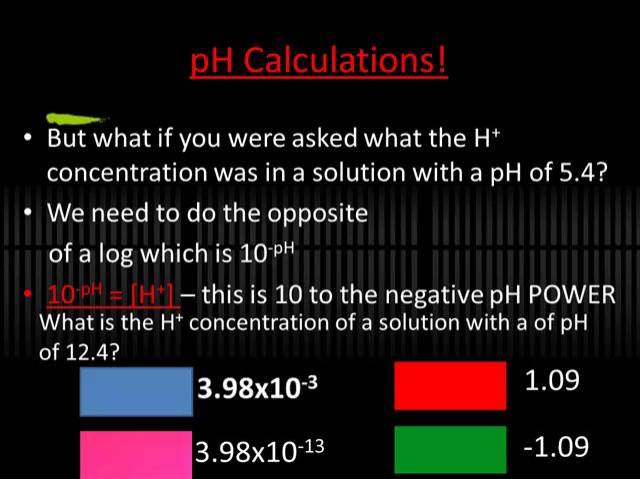All right, when you took 10 to the negative 12.4, you should have gotten 3.98 times 10 to the negative 13th. So a really small number, not much H plus, which makes sense, because that 12.4 tells us it's a base. Bases have OH minus ions, not many H pluses.